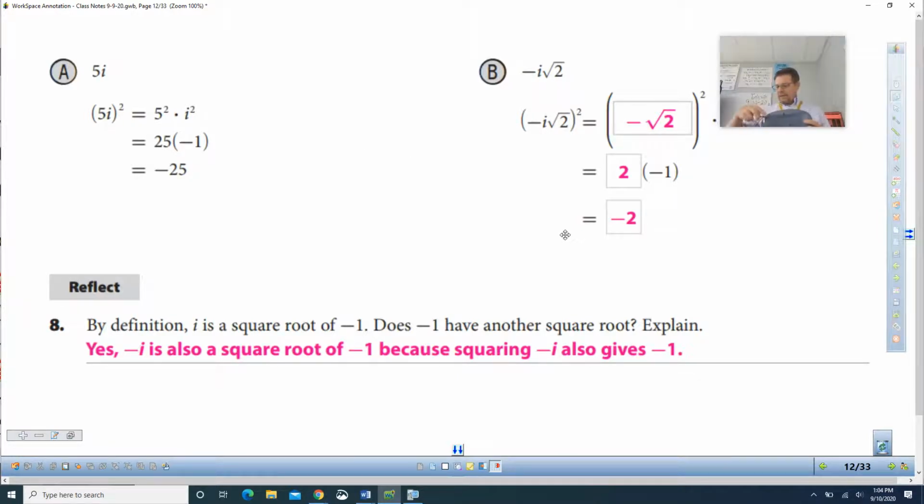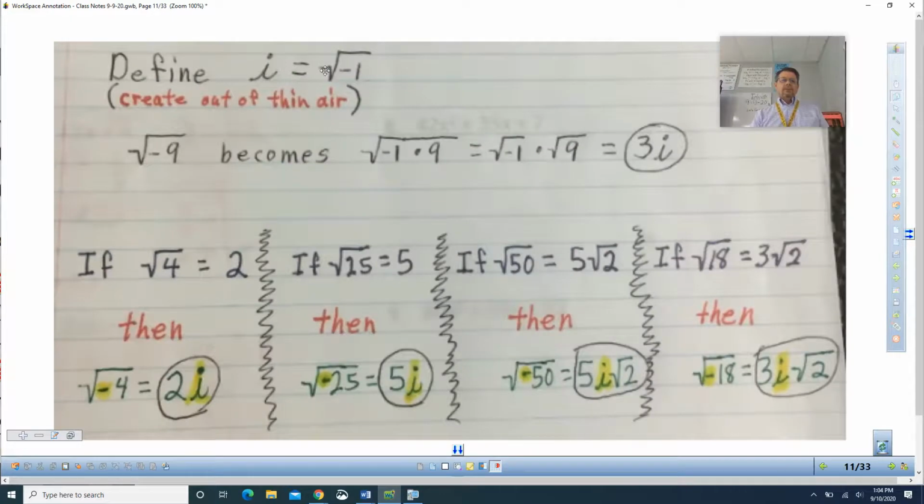And I forgot to put that slide in here. So what would i squared be? Let's slide back here real quick to this guy here. So if this is i, right? Well, what is i squared going to be then? Well, let's think about that.